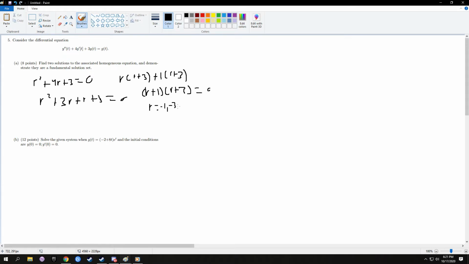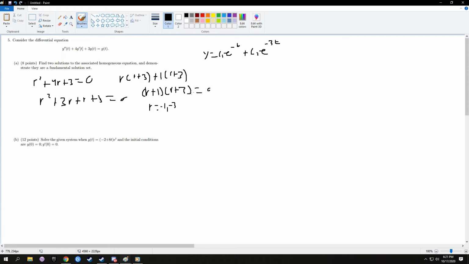Okay, easy enough. So how do I want to solve this? Well, I got my two solutions, so y would equal c1 e to the negative t plus c2 e to the negative 3t. Okay, I have that. But if I just leave this, I didn't prove that they are fundamental solution sets. I have to prove it. Now how do you prove it?